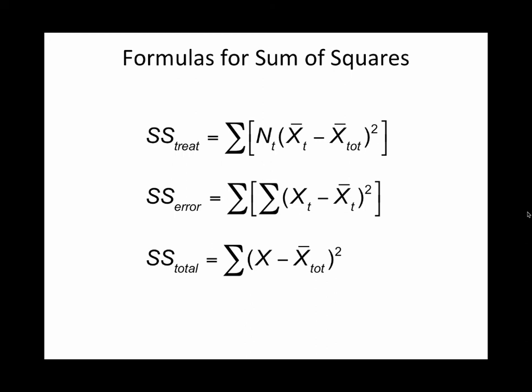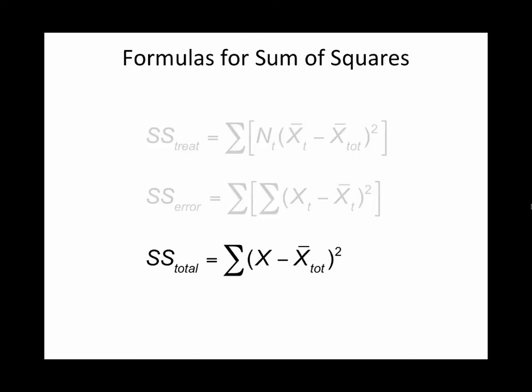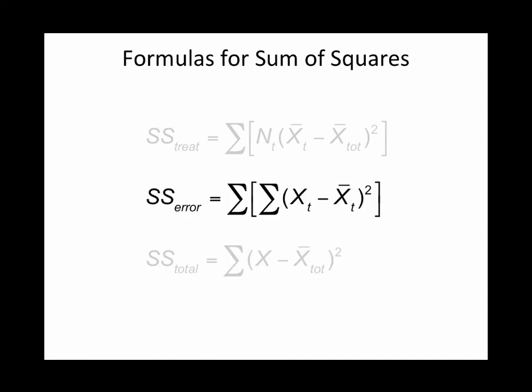Let's take a few minutes to get acquainted with the three formulas for computing those various sums of squares. The first one we'll compute is the sum of squares total. As you can see, that is the sum of the square deviations using each of the raw scores and the grand mean. Next, we'll be computing the sum of squares for the error.